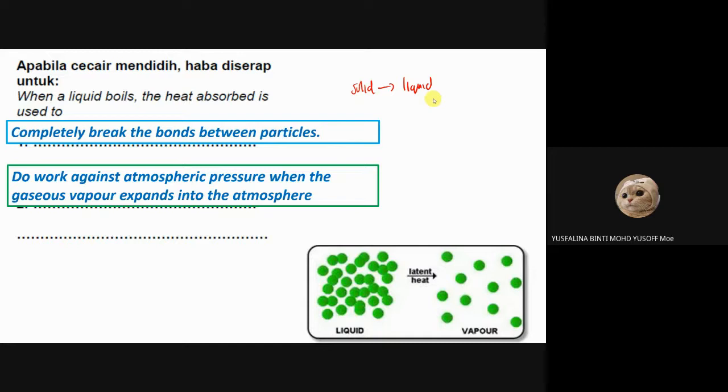That's why the latent heat of vaporization is higher than the latent heat of fusion, because they need to overcome two things, the bond and also the atmospheric pressure. But for solid to liquid, they only need to overcome one thing, the molecular bond. So that's why the latent heat of vaporization is higher than the latent heat of fusion.